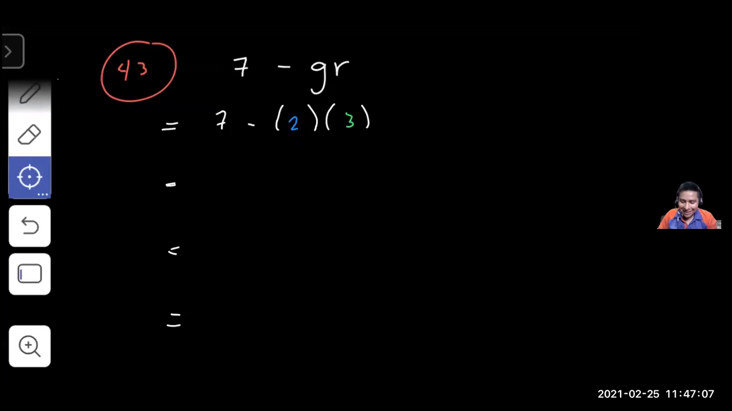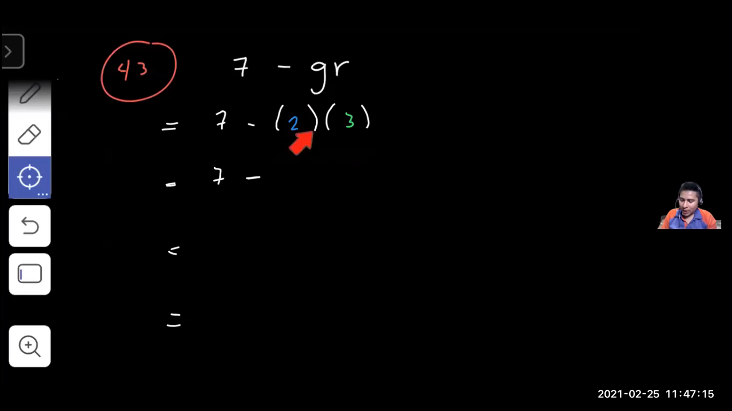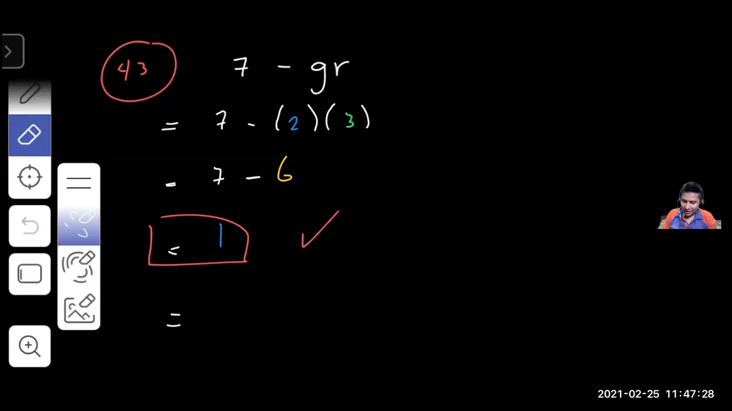Parentheses means what, guys? Multiplication. Okay, let's copy this: the 7 minus, and let's solve this. 2 and 3 in parentheses means 2 times 3, guys. 6. And what is 7 minus 6? 1. Okay, and this is our answer. I don't even need this minus here. That's already done, guys.